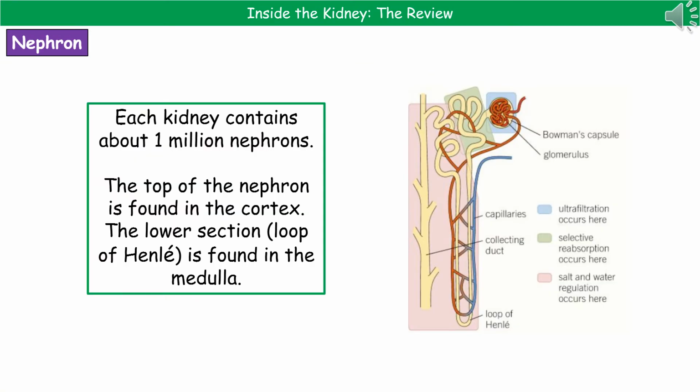When we zoom in on what's actually inside those kidneys, then the actual structures that carry out the most important part of our kidney, which is this filtering process, is something called a nephron. Now, inside each of your kidneys, you've got about 1 million nephrons. So you can imagine they're very, very small. The top of the nephron is found within the cortex, and the lower section, including the loop of Henle, is found in the medulla.